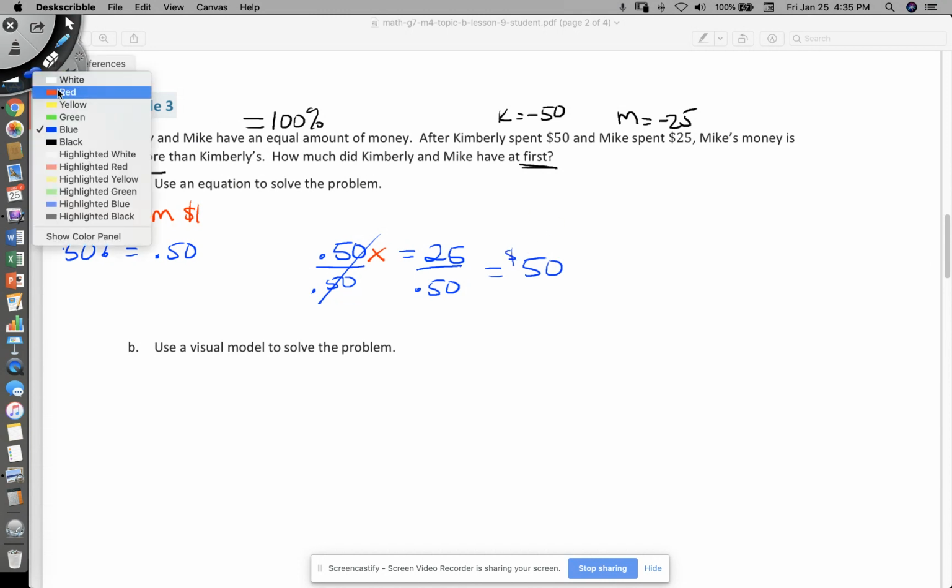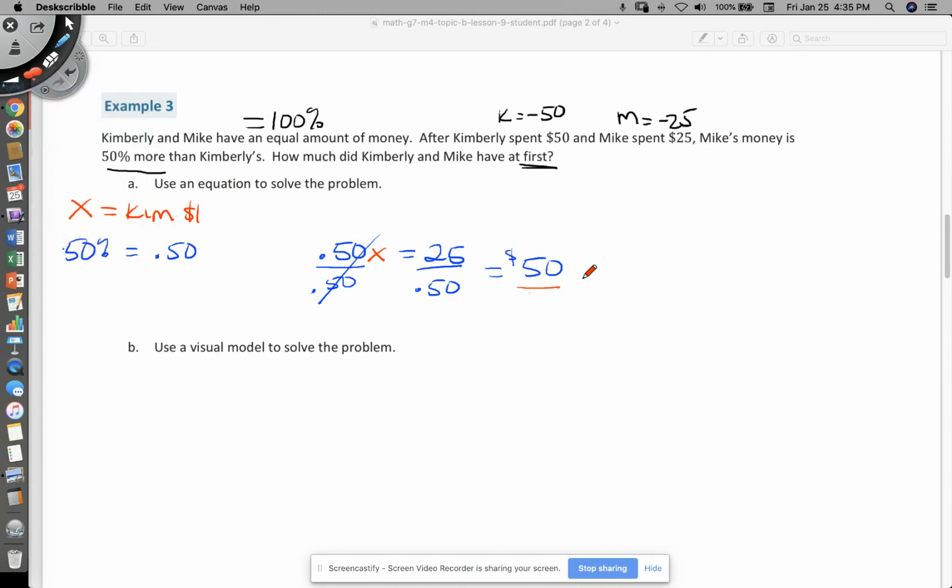Now that is what Kim has. So I should probably put that in red. This is Kim's money now. This is what she has right now. So she spent 50 and she's still holding 50. So you have to think of it. She right now has in her hand a $50 bill. She's holding it after she already spent it.